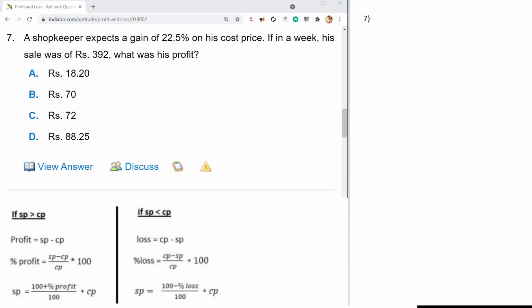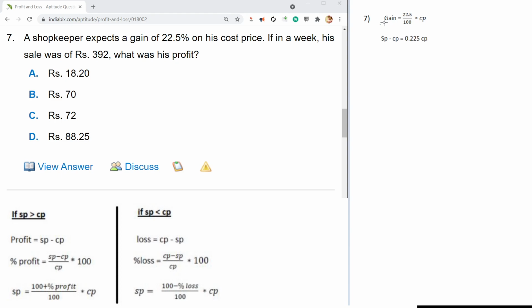Let's see problem number 7. A shopkeeper expects a gain of 22.5% on his cost price, which means gain equals 22.5% of cost price. If in a week his sale was 392, SP is 392, we need to find what was his profit. Gain equals 22.5 by 100 into CP is given.